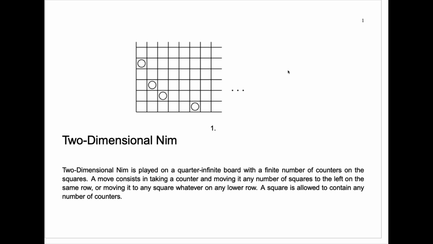Here we're going to talk about a different version of NIM. It's called two-dimensional NIM. This is introduced in, I believe, exercise number 6 in section 3, chapter 3 here.